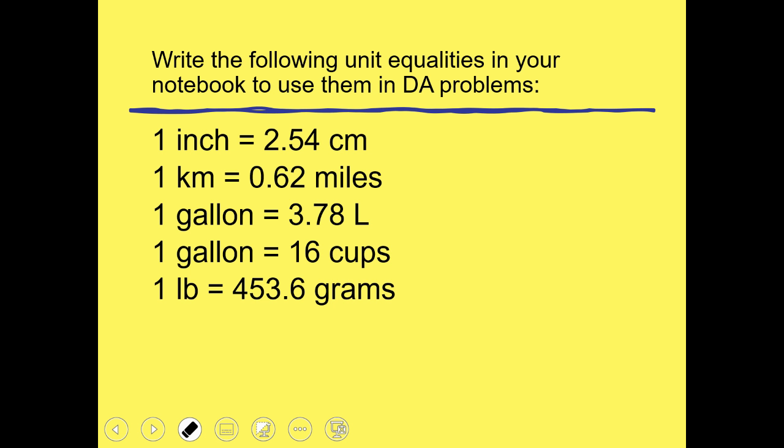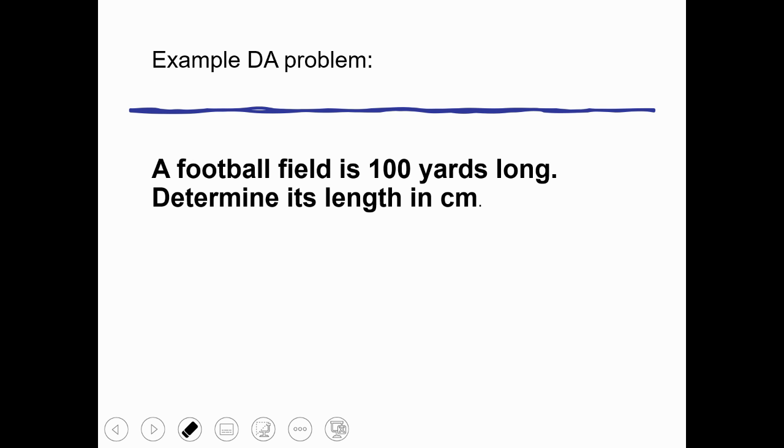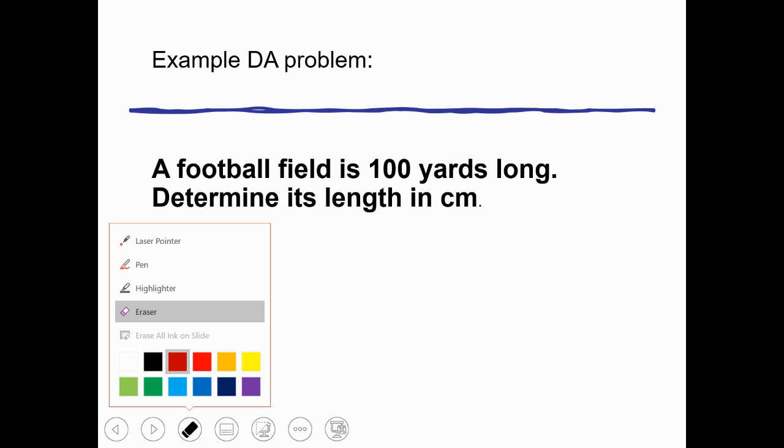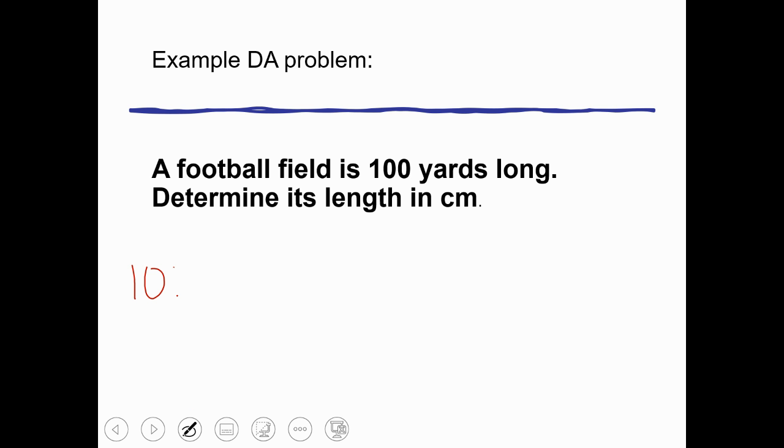So between these equalities right here and the equalities established by the metric prefixes, we are going to do some dimensional analysis problems. Now, here's an example of a dimensional analysis problem. Let's say a football field is 100 yards long, which we know it is, and you need to convert that into centimeters, okay? So in dimensional analysis, you set up a factor. Top and bottom of your factor have to be equal, and you set it up so that your units will divide out. So we know that a yard is 3 feet, okay? So you can see here that your units are going to divide out.